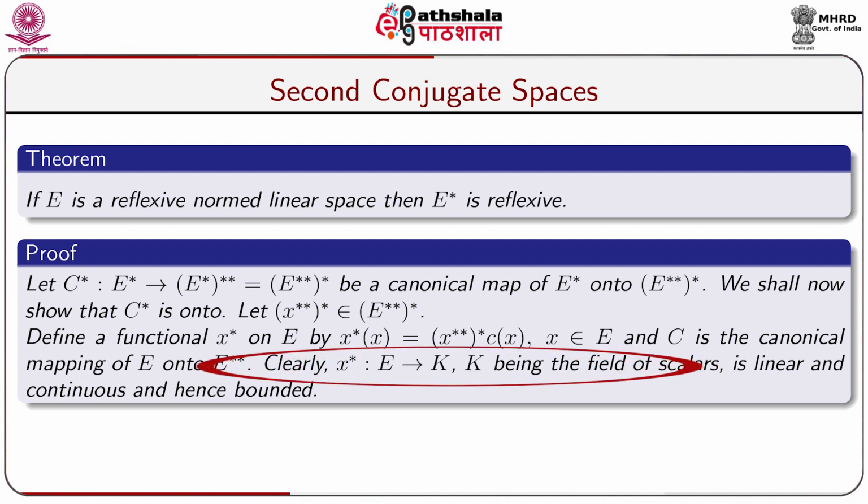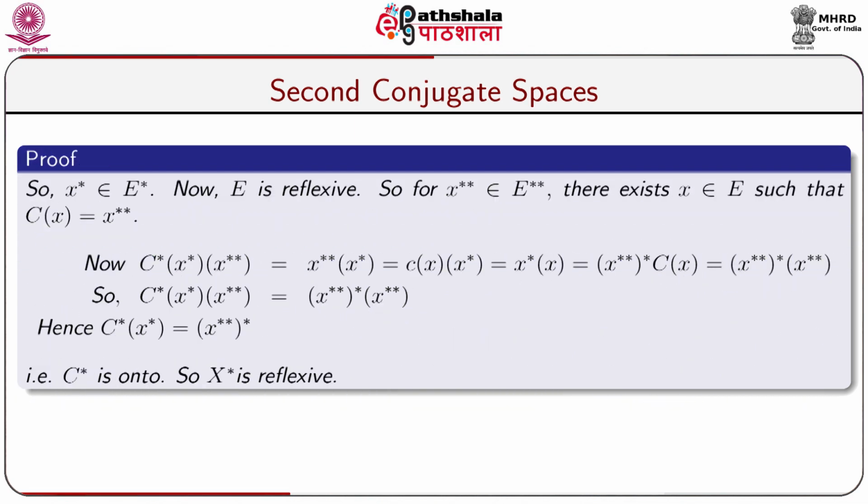Clearly, X star from capital E to capital K, where capital K being the field of scalars, is linear and continuous and hence bounded. So, X star belongs to capital E star. Now, E is reflexive. So, for X double star belonging to capital E double star, there exists X belonging to capital E such that Cx equal to X double star.